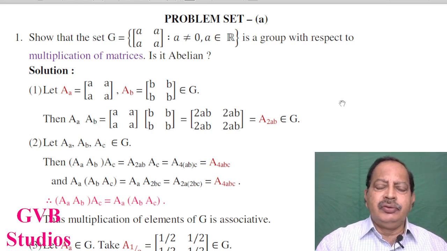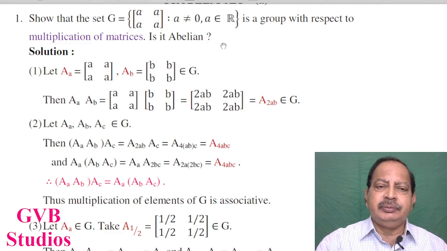Next, we see some examples or problems on the definition of the group. Read problem 1. Show that the set G, equal to the set of all 2 by 2 matrices having the same element a in all the 4 places, where a is not equal to 0 and a is a real number, is a group with respect to multiplication of matrices.